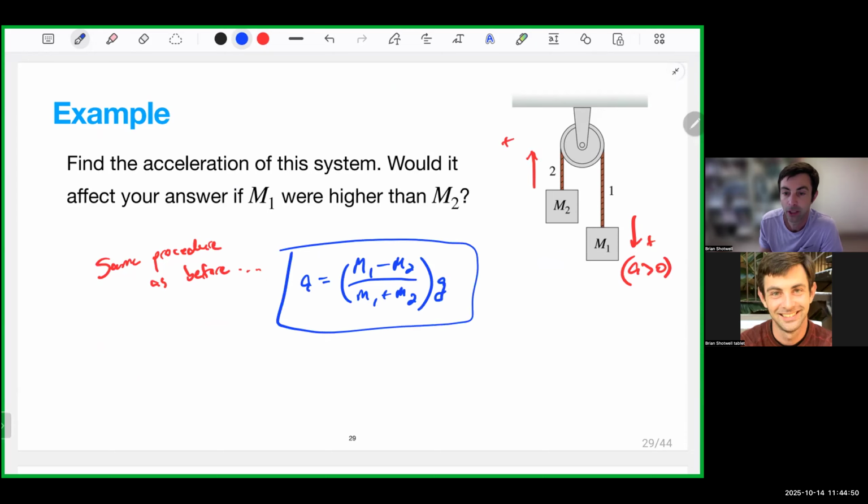So if M1 is bigger than M2, then the system will have positive acceleration. If M2 is bigger than M1, then it will have negative acceleration. So would it affect your answer if M1 were higher than M2? Yes, it matters which one. So yes, it affects the direction.